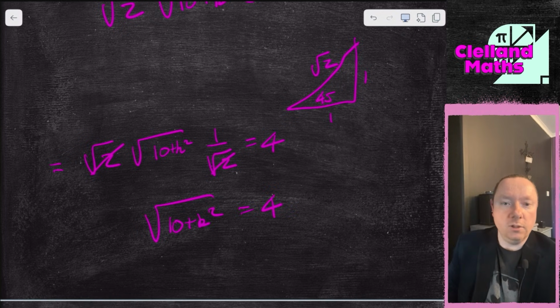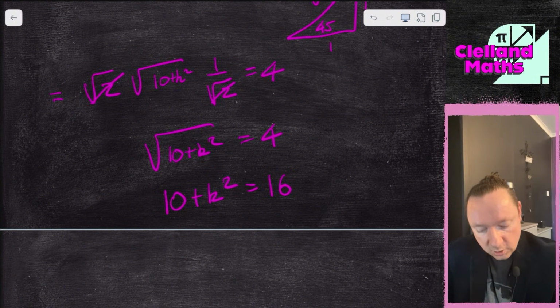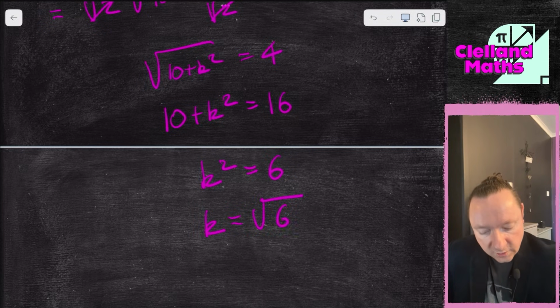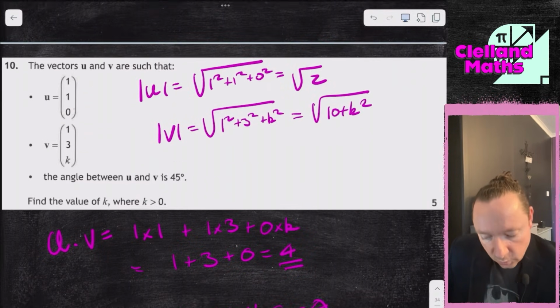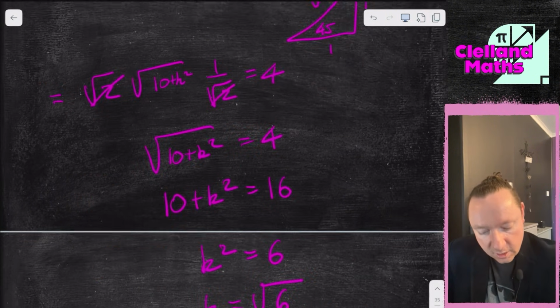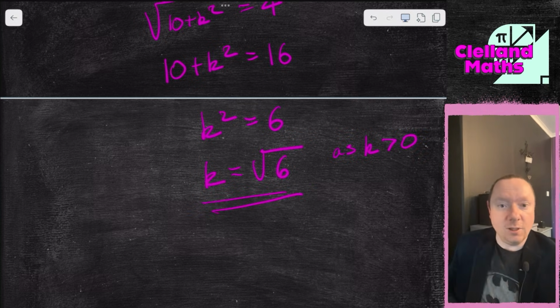Well, to get rid of a root, you can do the opposite, which is squaring. If I square this side, I get 10 plus k squared. If I square that side, I get 16, 4 fours. It's not even a quadratic. I can just take the k squared there and do 16 minus 10, which is 6. And that means that k equals the square root of 6. So what was the question? Find the value of k where k is greater than 0. Okay, it says k is greater than 0, so k is just root 6, in other words, not minus root 6. And we're done there.